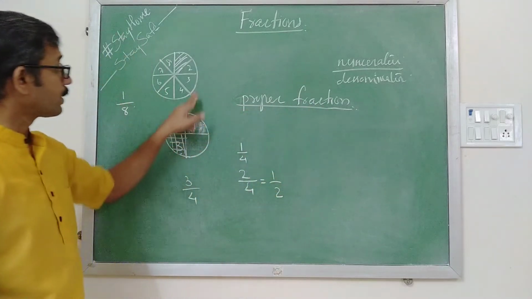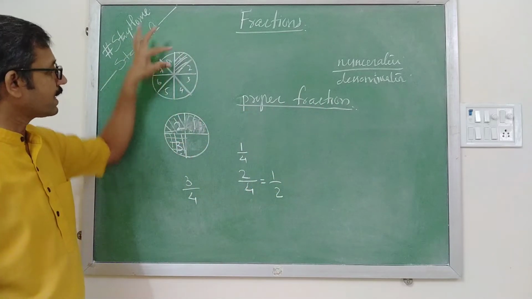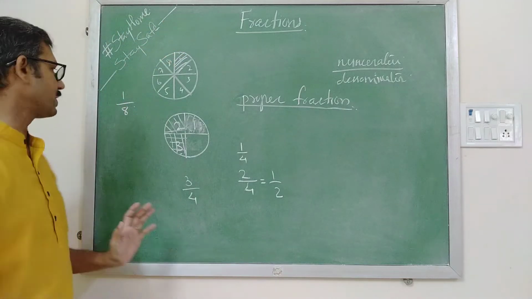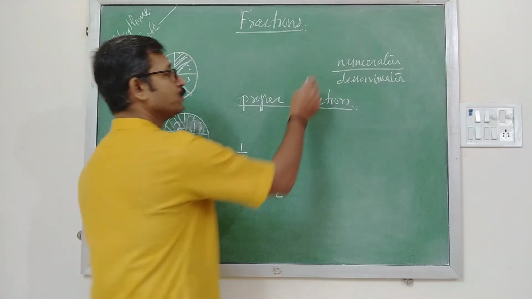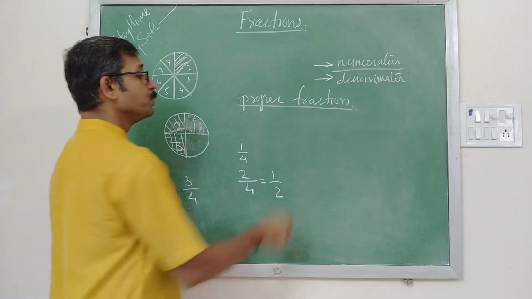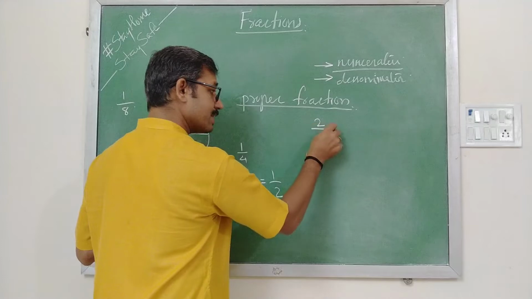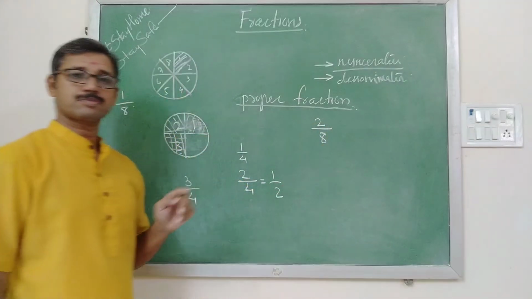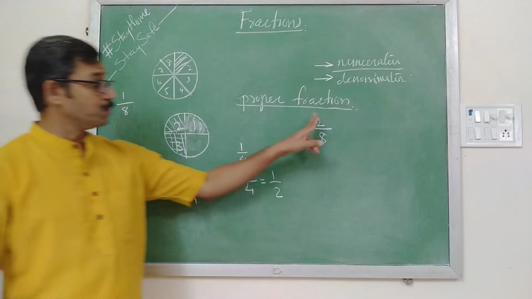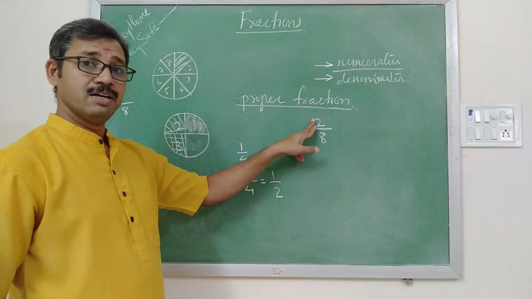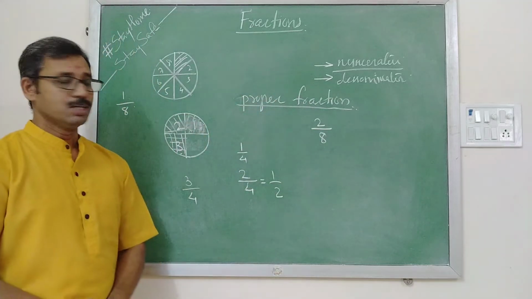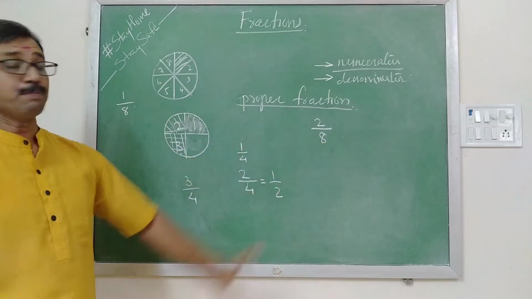That means from the whole, 1, we have taken only one part. Now, how can we recognize this proper fraction? Here, you know that the upper part is the numerator and the lower part is the denominator. Now the numerator will always be less than the denominator. Then it will become a proper fraction. If the numerator is less than the denominator, then it is a proper fraction. So 2 upon 8, yes, it is a proper fraction.